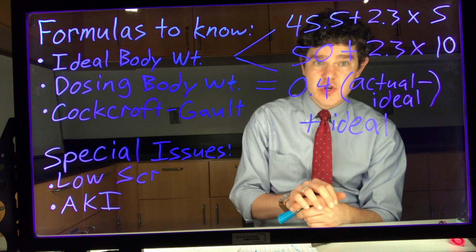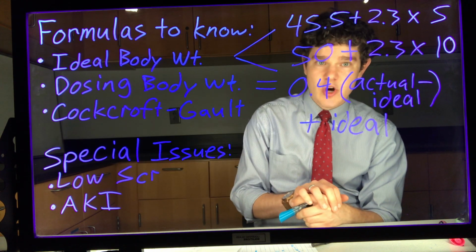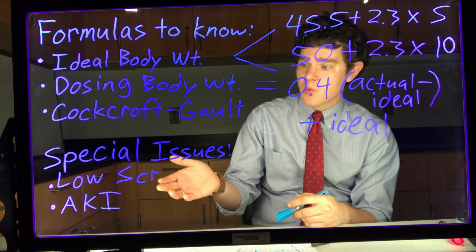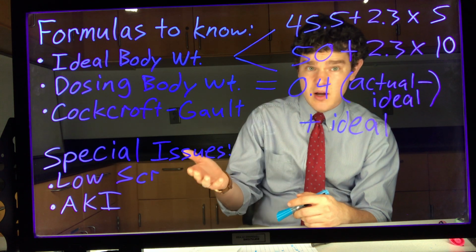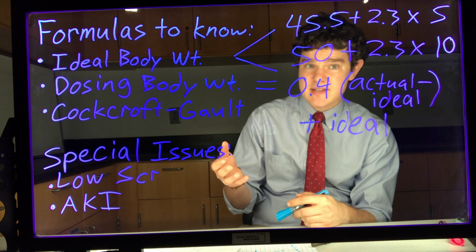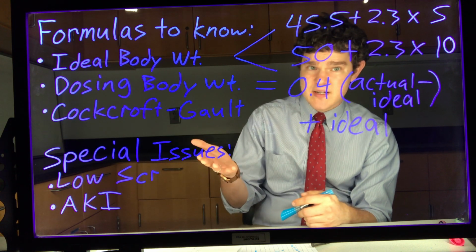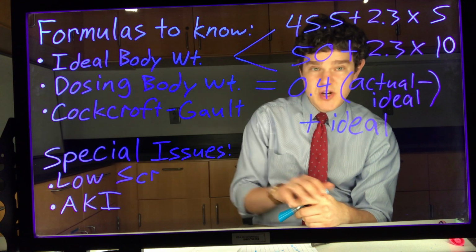I do have two special situations here to factor in. The first is a patient with low serum creatinine. One thing that has been historically taught is we would round a patient's serum creatinine up to 0.7 or 1. This is not a practice that I would advocate because it tends to falsely underestimate a patient's true creatinine clearance.